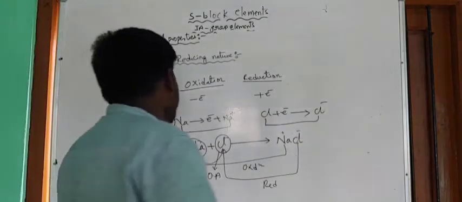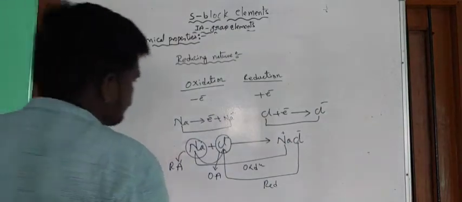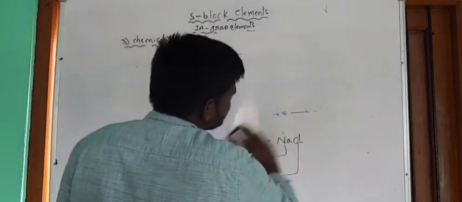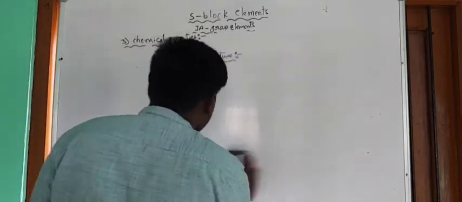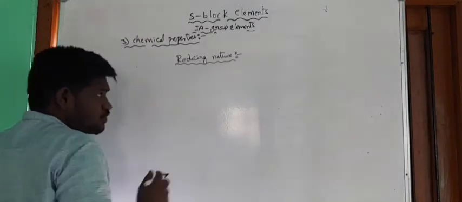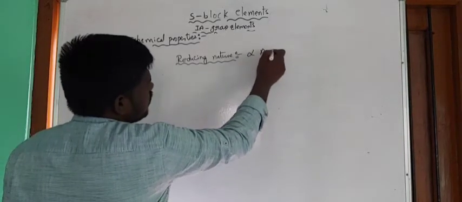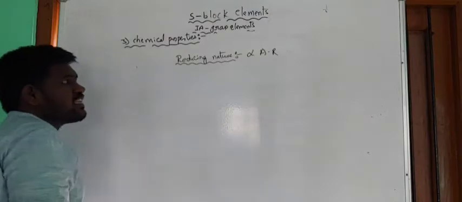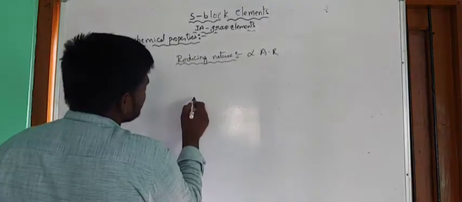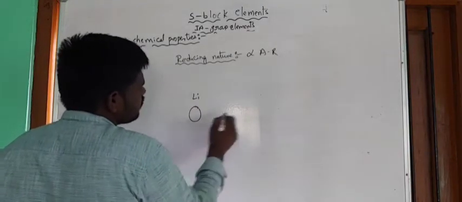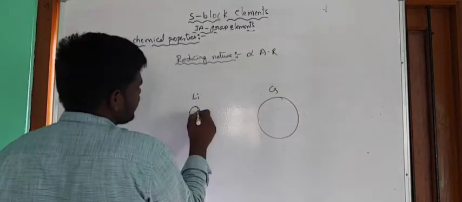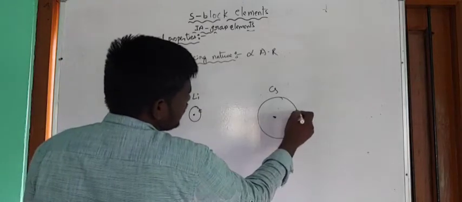All the first A group elements are good reducing agents because they always give or lose one electron. That electron is gained by the reacting species and it will be reduced. Reducing nature is directly proportional to the atomic radius or atomic size. When size increases, the reducing capacity, the electron losing capacity, also increases. For example, you take lithium, this is the size of lithium, and you take cesium, the size of cesium.